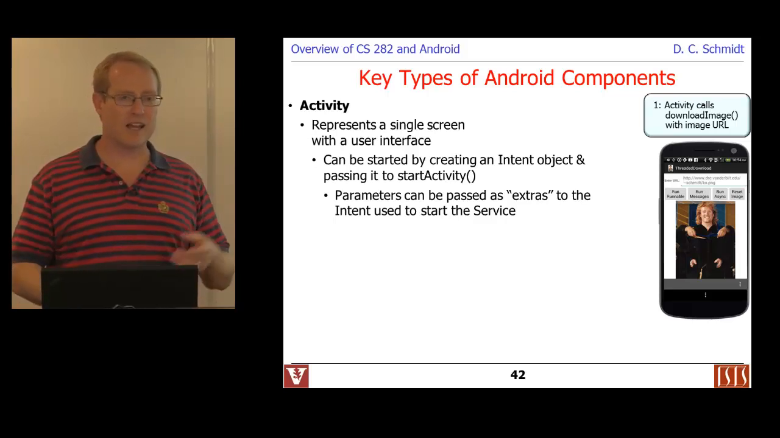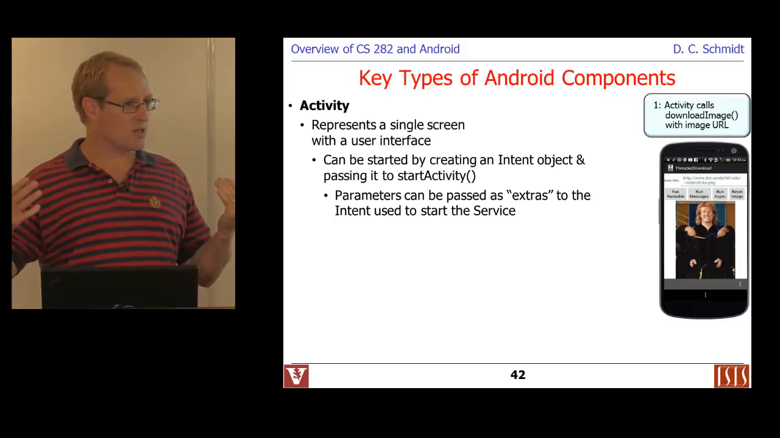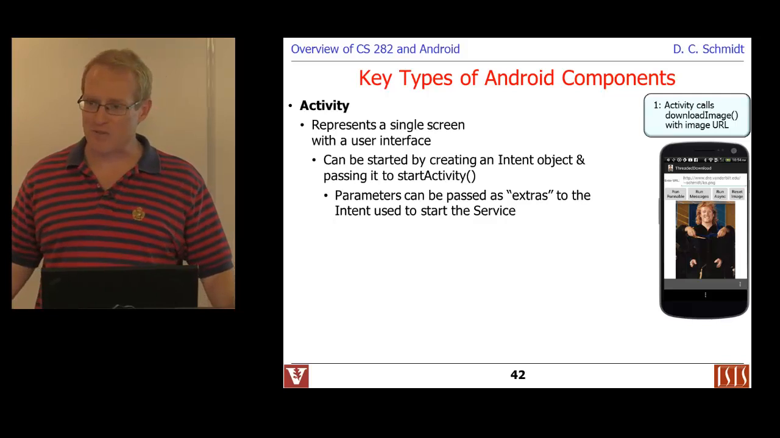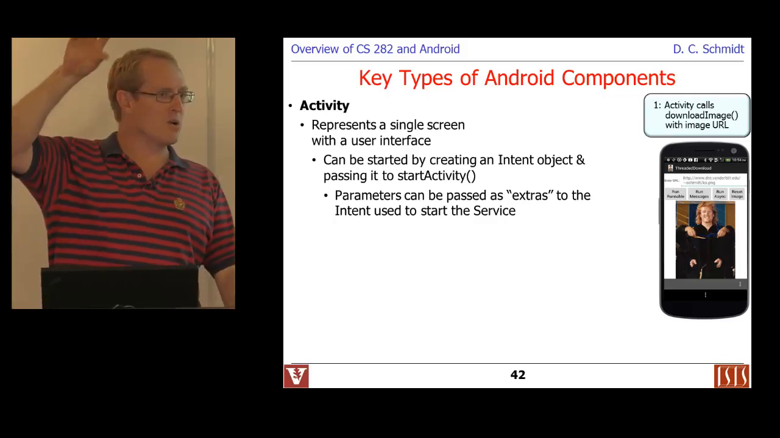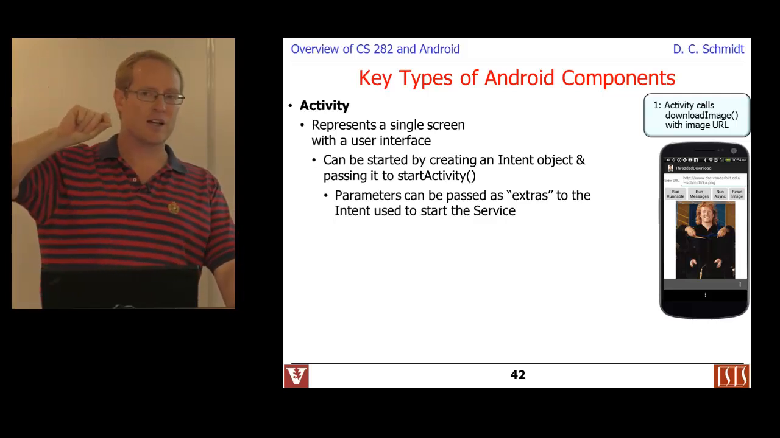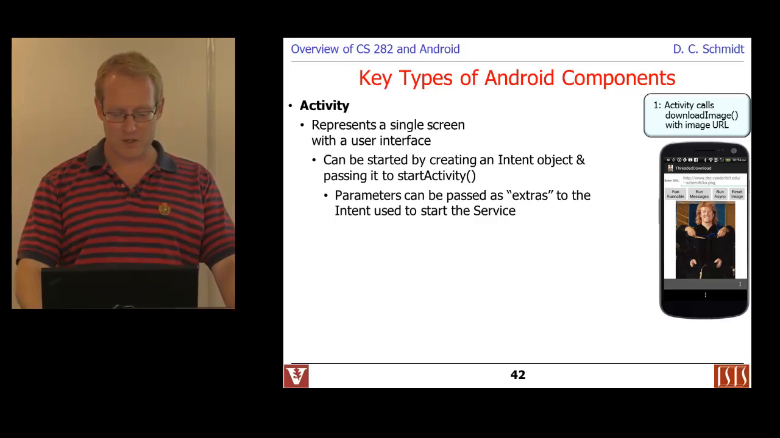There's different ways to create intents. You can name them explicitly, or you can give them properties or characteristics and have the system figure out which one is best for you. And if it can't figure out what's the best one for you, it'll pop up a little menu, and you can give it some hints. Oh, I really want to run this version of a browser, or I want to run this way of handling an email or a text message or something like that.